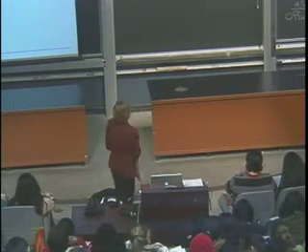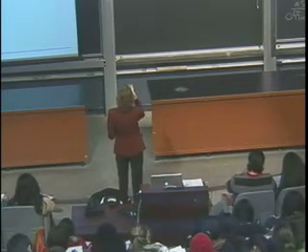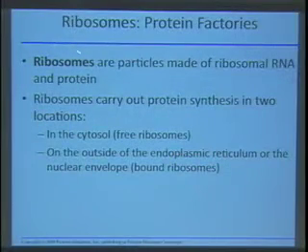Okay, ribosomes. So again, all cells have ribosomes. These are the machines that make proteins in all cells, and they're made up of protein and RNA. Interestingly, about 2/3 of the ribosome is RNA, and the other 1/3 is protein. And the ribosome is a particle that has 2 subunits. The 2 subunits have to come together to make proteins.